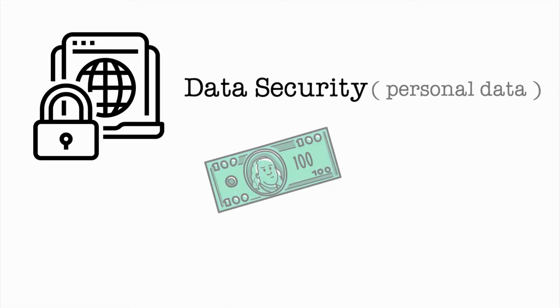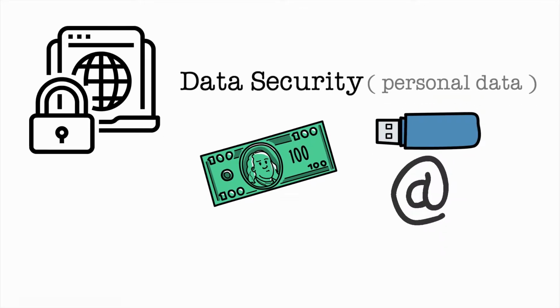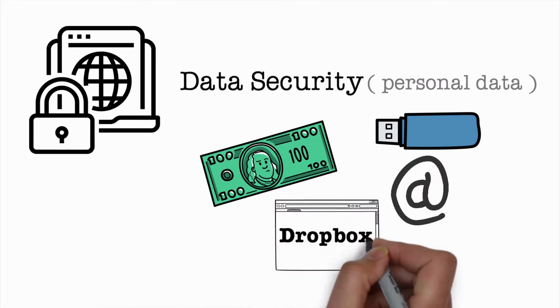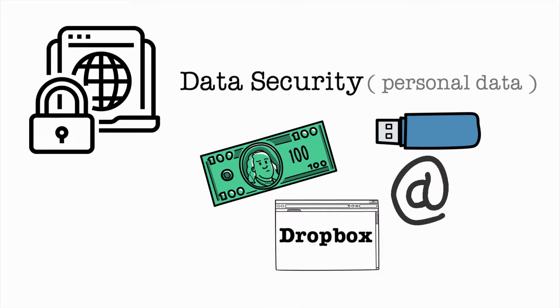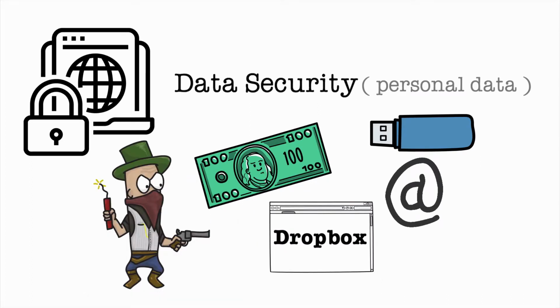So say I have all my financial information in an Excel file, or I have my passwords in a text file. I could save these files on a USB stick or on an email server, or on the cloud in an application like Dropbox, for example. Hopefully no one will be able to access this file. But what if someone does? How can I still prevent my data from being seen?